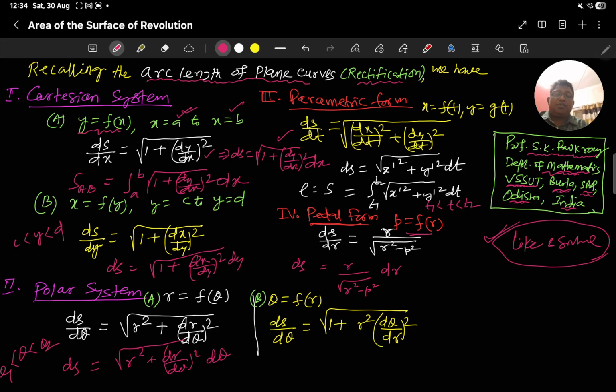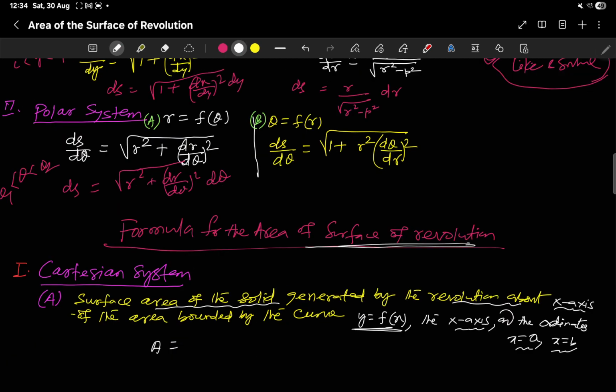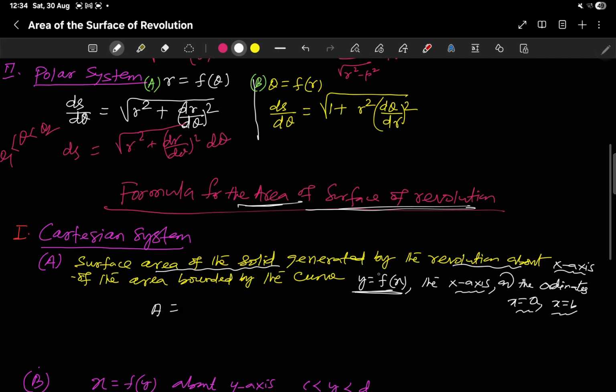Now let me discuss the formula for the area of the surface of revolution. Accordingly, we have different forms of the curve. Suppose you have the Cartesian system, y is equal to f(x), rotated about the x-axis, and the ordinate between x is equal to a to x is equal to b. The surface area of the solid generated by the revolution, as I told, if you rotate a circle it will give you a sphere. So what is the area? The formula for the area is the integral from a to b of 2 pi y ds.